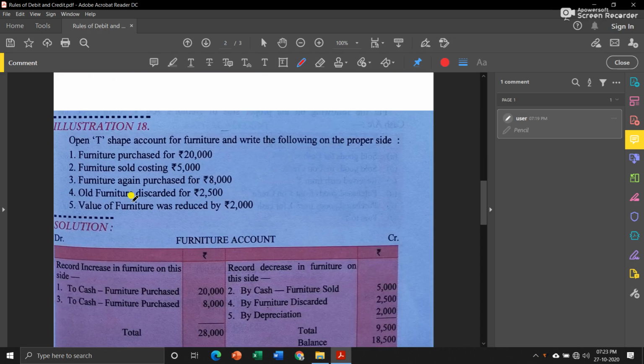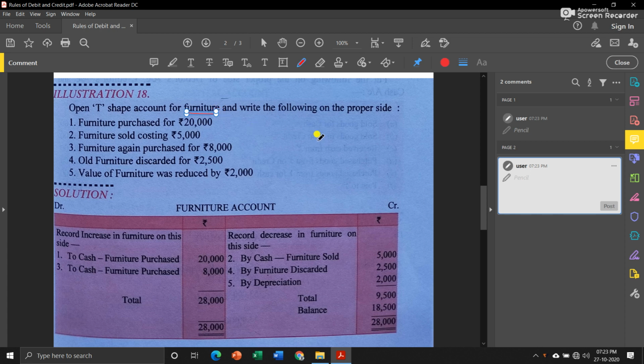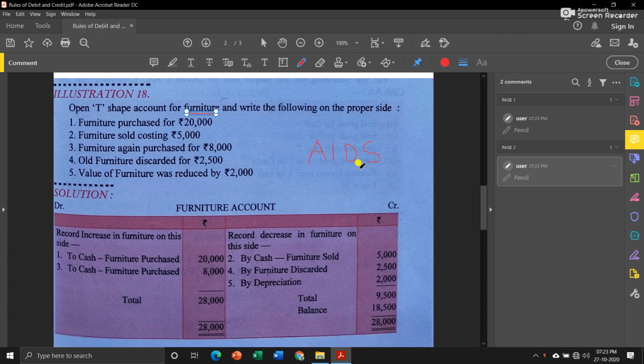Then let us see one example. Through this example, you will be able to understand how to prepare a T-shaped account and how the rules are followed in this kind of approach. Now in illustration number 18, they say to open a T-shaped account for furniture. Furniture, we know, is an asset account. So if an asset increases, it will be recorded on the debit side; that is, asset increase debit side. This is AIDS. Now we have made a T-shaped account for the furniture account, with a debit side and a credit side.